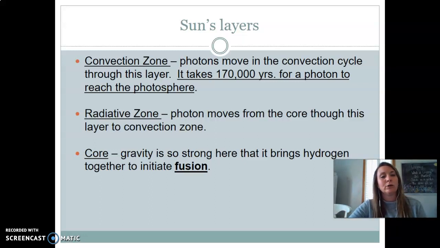And two of those terms should sound really familiar. The first one is the convection zone. And this is where photons are going to spend a long, long time. So once again, remember with our scale models, the Sun is really, really big. And so photons can spend about 170 million years in the convection zone.